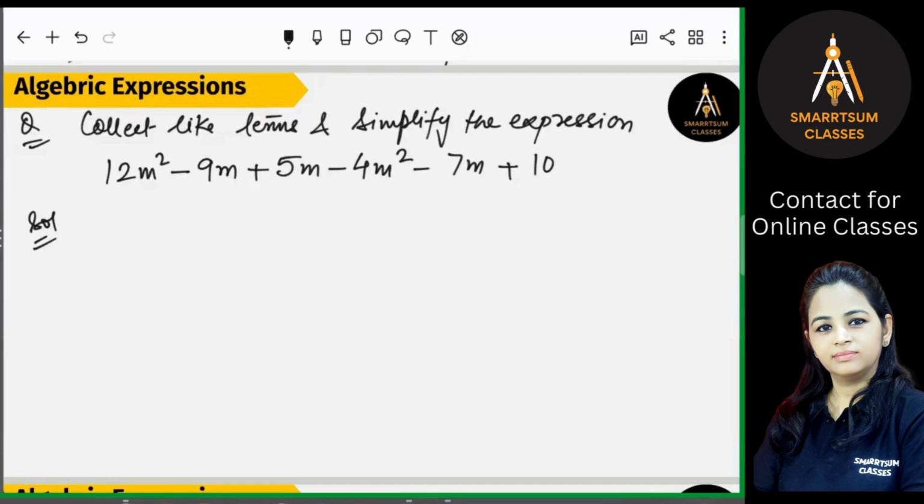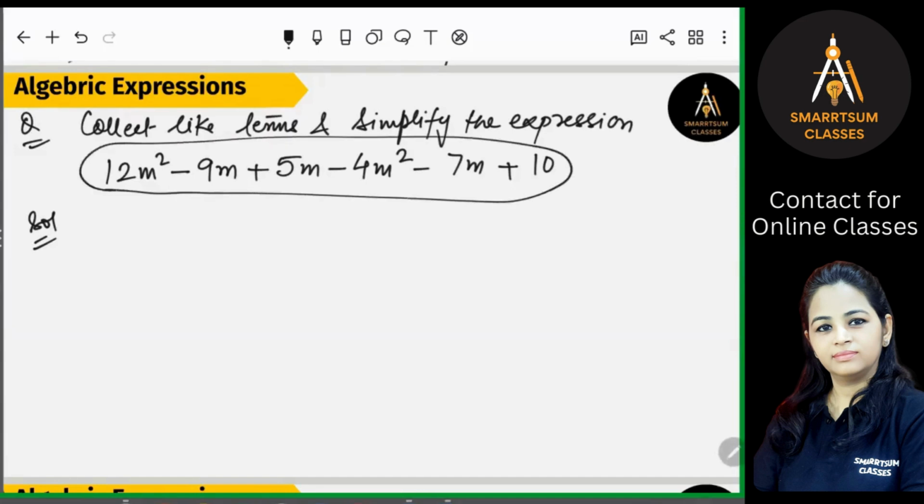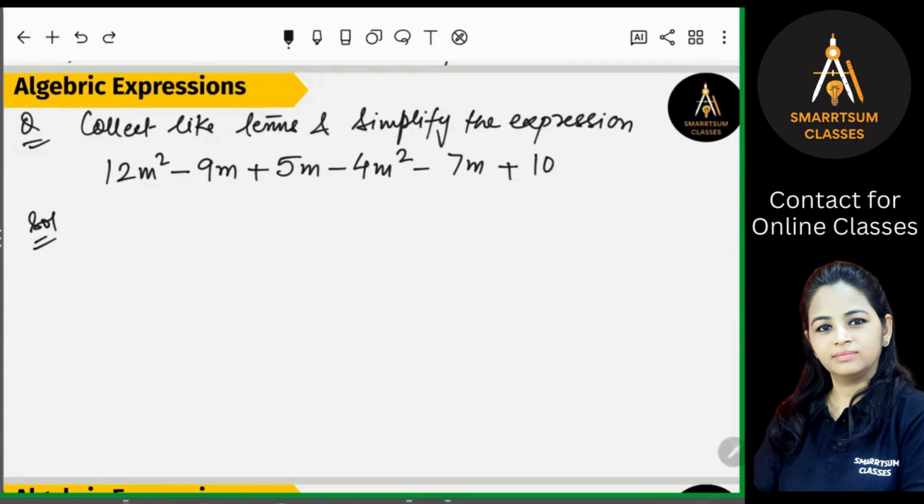Now look at the next question. Collect like terms and simplify the expression. So this is the expression which is given, having multiple terms. And this is one single expression, an algebraic expression. Now we will collect the like terms here and we will further simplify this. Okay, so this is the question.